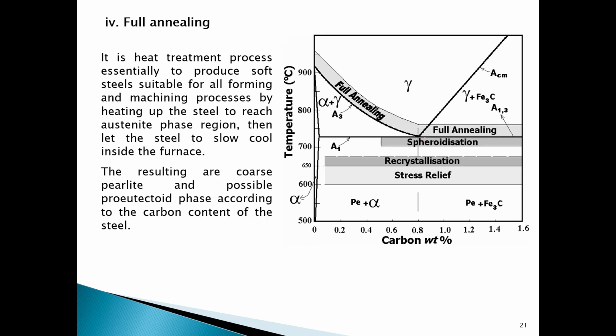Full annealing process. It is a heat treatment process essentially to produce soft steels suitable for all forming and machining processes by heating the steel to reach the austenite phase region, then letting the steel slow cool inside the furnace. The result is coarse pearlite and possible proeutectoid phase according to the carbon content of the steel.